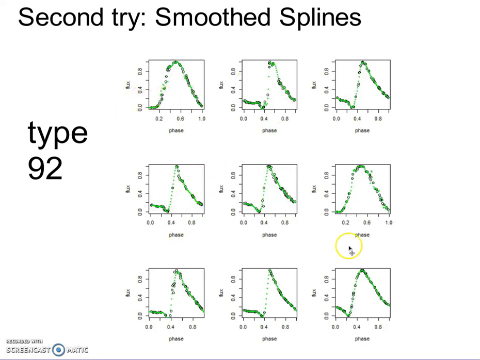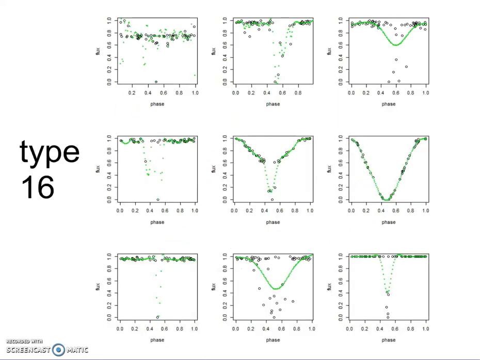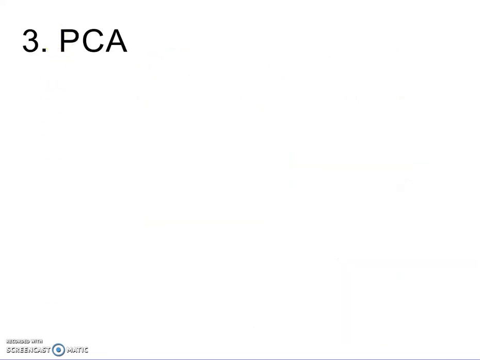This is 9 stars of type 92. This is 9 stars of that Algol type that I was talking about before. A nice sharp loss of light. Okay, and using these 18 stars, I was able to make an 18 by 100 matrix upon which to run PCA.